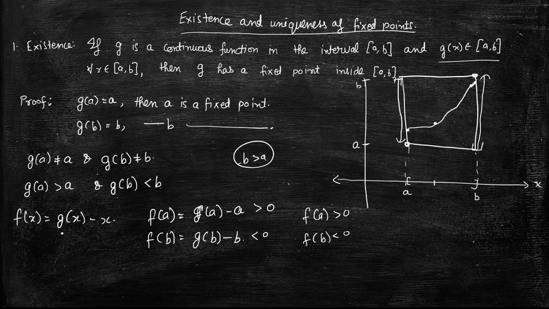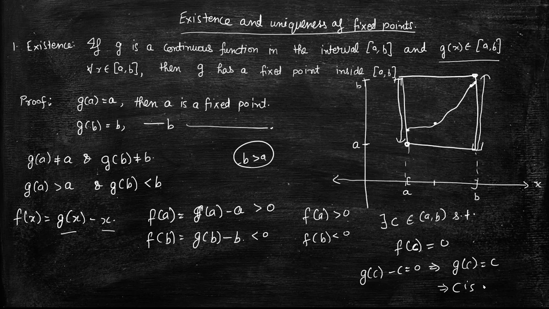g is a continuous function, x is a continuous function, therefore f is a continuous function. From the intermediate value theorem, we know there exists a point c inside the interval (a, b) such that f(c) is equal to 0, because f(a) is greater than 0 and f(b) is less than 0. So now by putting the value of f(c), we get g(c) minus c is equal to 0. This implies g(c) is equal to c, therefore c is a fixed point of g.